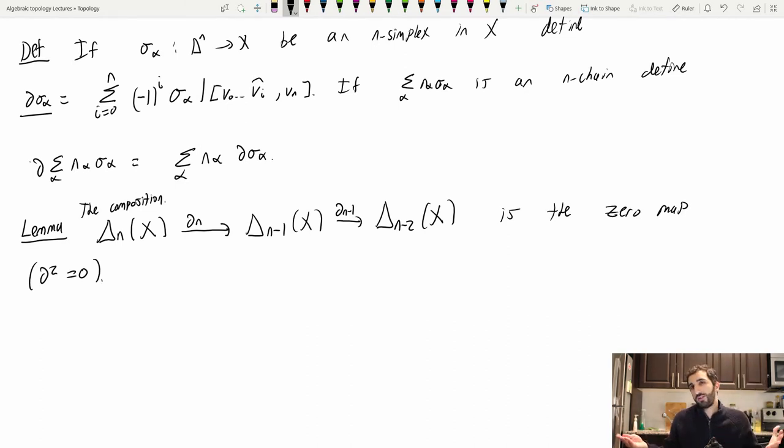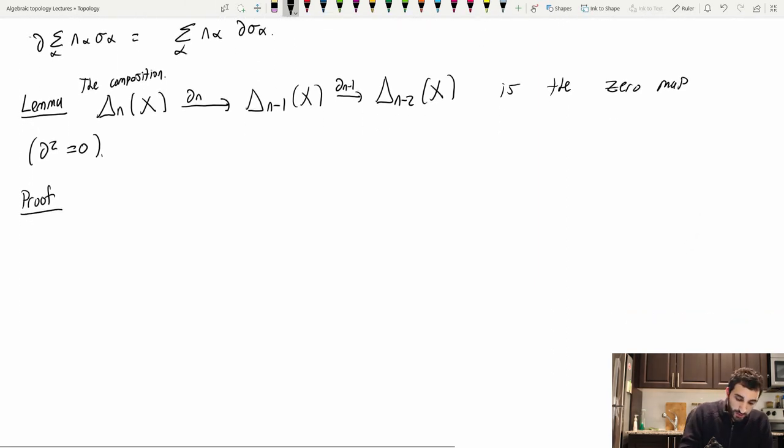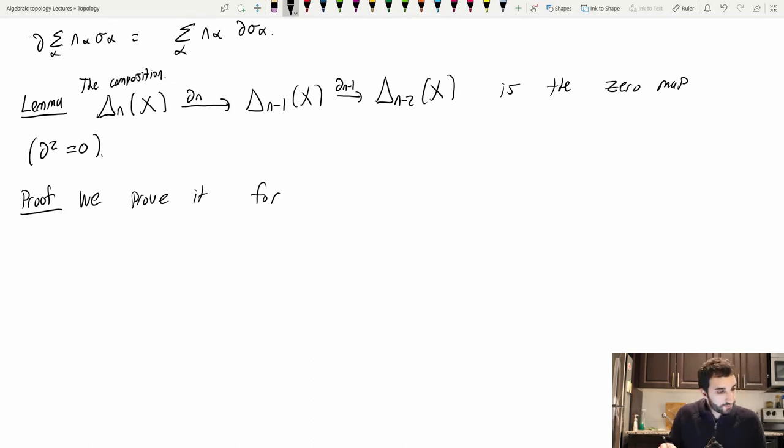And you'll see this in all different places in mathematics, but here's where it started in homology. Here's the proof. So we prove it for a basis element sigma in the group of n chains. Every other element is a sum of basis elements, and if I can show that it's a sum of a bunch of zeros, then we've proved it.